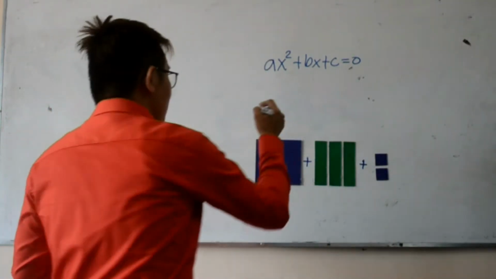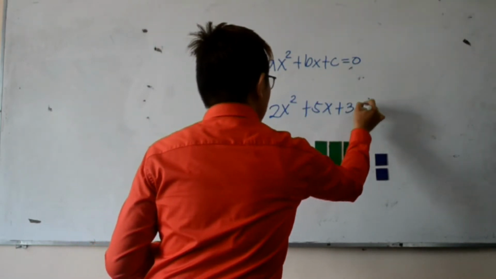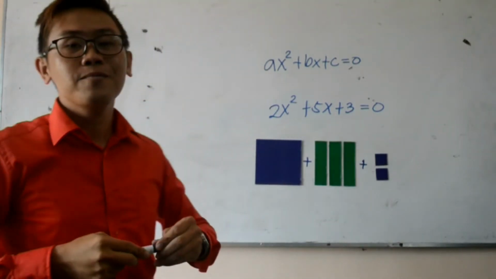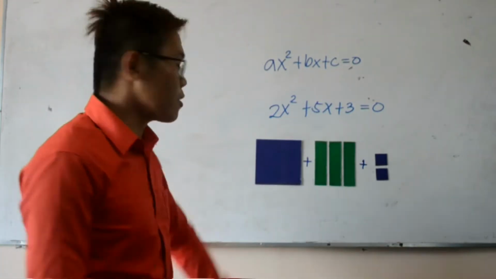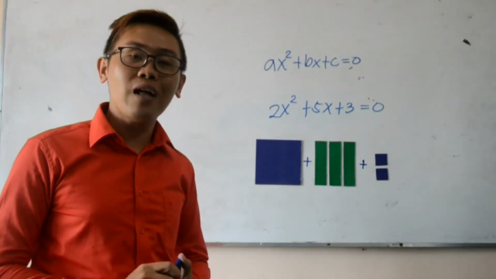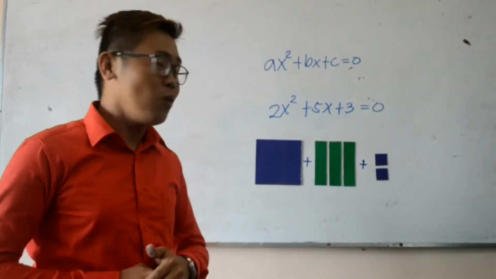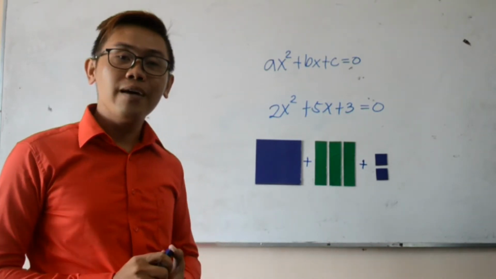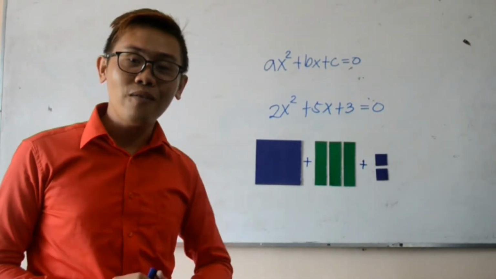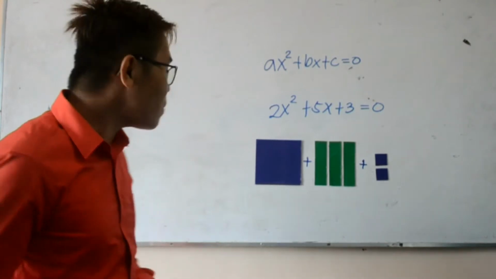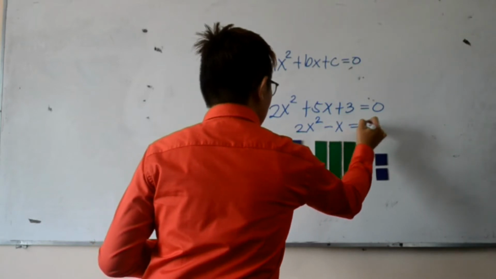Now let's take another example. 2x squared plus 5x plus 3 is equal to 0. This is a quadratic equation because one term is raised to 2, and we have the values of a, b, and c. What is the value of your a? 2. How about your b? 5. And c? We have 3. So this is an example of a quadratic equation. How about this example? 2x squared minus x is equal to 0.